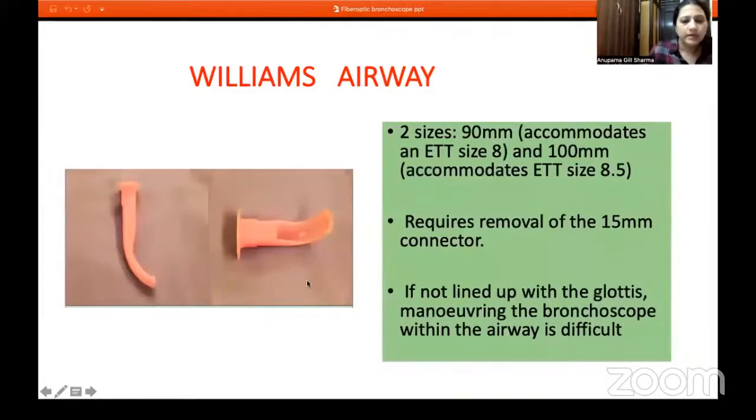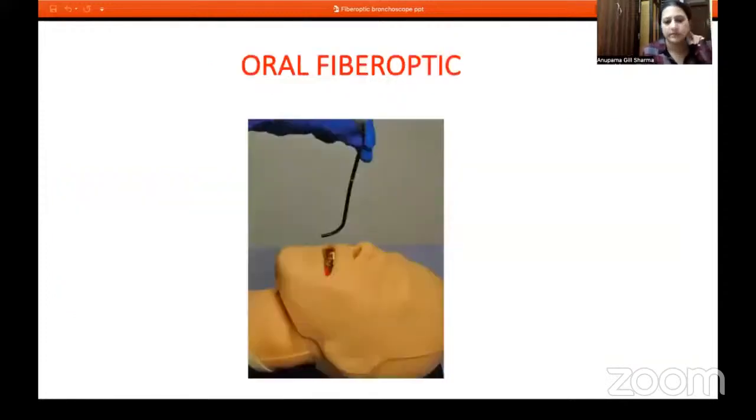This is the Williams airway. It comes in two sizes, 9 and 10 centimeter. It can also accommodate about an 8 millimeter internal diameter endotracheal tube. It requires removal of the connector of the endotracheal tube so that the tube can be passed through it. The disadvantage is that it usually does not line up very well with the glottis. Maneuvering the bronchoscope through the airway becomes difficult.